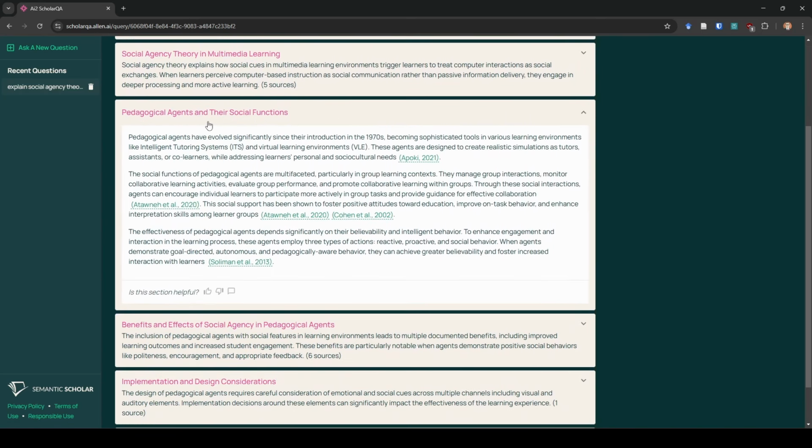Okay, let's see what it says about their social functions. Yeah, we've had, okay, so pedagogical agents have evolved significantly since their introduction in the 1970s. Okay, that's fair.